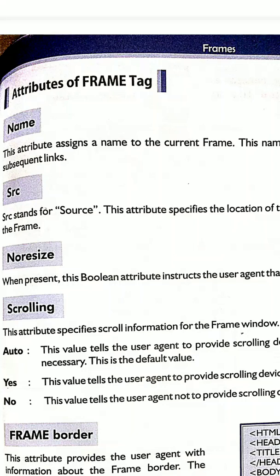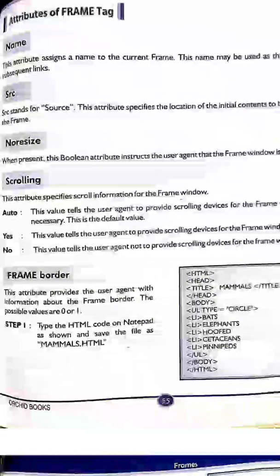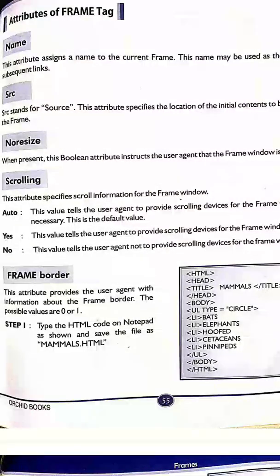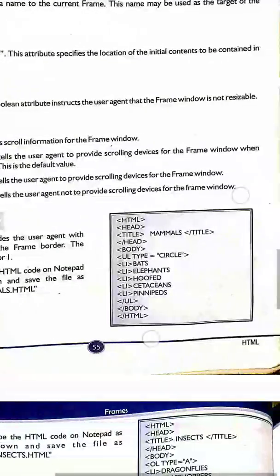So next is frameborder. You can even set the frame border size here. The first step to create a frameset is to create all the pages that have to be displayed in all the sections of the window. So here they are creating a first section which is known as mammal.html.